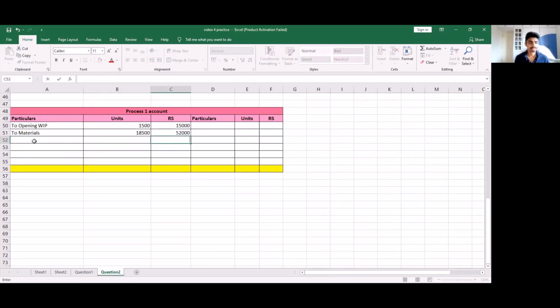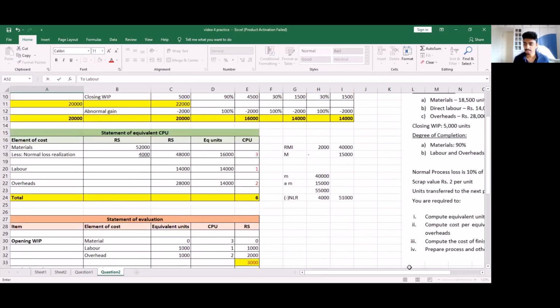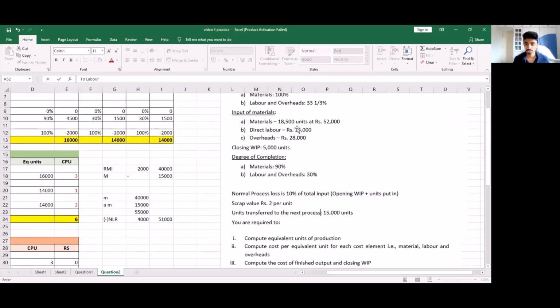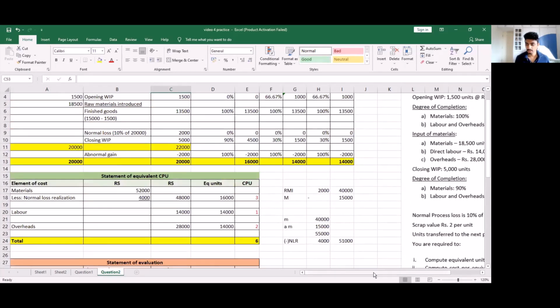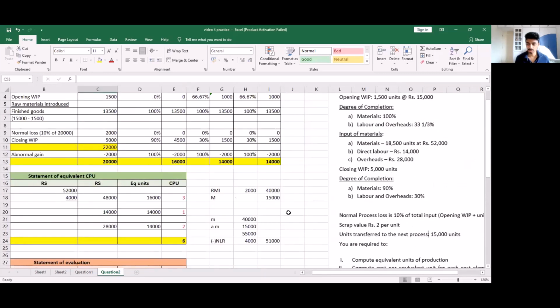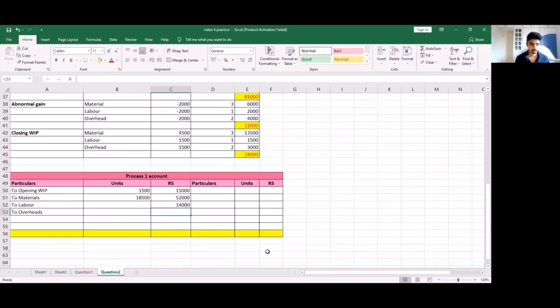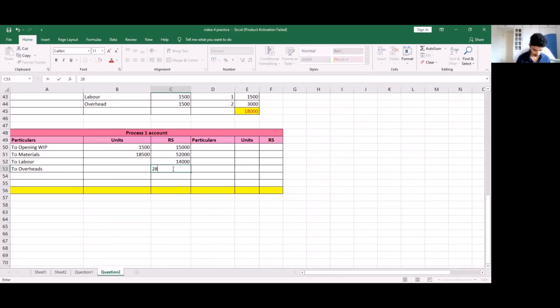So after our materials, our next expense is labor. So we write "to labor." Our labor expenses is coming up to 14,000. Direct labor, 14,000. We will mention this on the debit side of our process account. Next, we have overheads. Our overheads is coming up to an amount of 28,000. So the cost of overheads is 28,000.